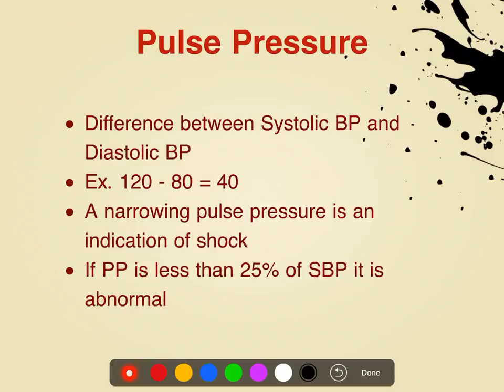Now, if that pulse pressure gets to be less than 25% of the systolic blood pressure, then we really begin to think that we have somebody that's going into shock. We call it abnormal. And there are some concerns with pulse pressures being too wide also, but that's usually beyond what we're doing in EMS. So a little overview on pressures. Hope this helps.